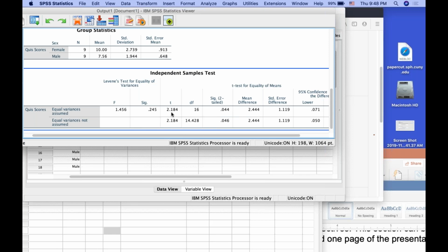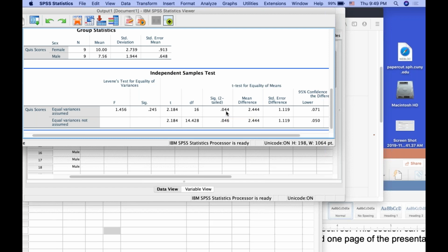SPSS doesn't bother comparing it to the critical value of t. It just gives you the probability that you would get this extreme a value if the null hypothesis were true. So there's less than a 5% chance that you'd get this big a t-score if the null hypothesis was true. So since there's less than a 5% chance of that, you reject the null hypothesis and accept the alternative hypothesis. Had this been 8%, 0.08, we would have failed to reject the null hypothesis.